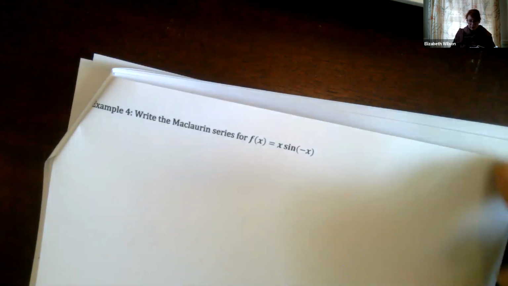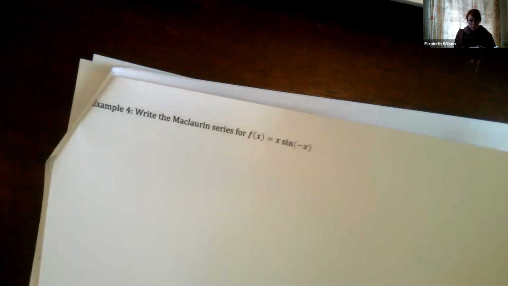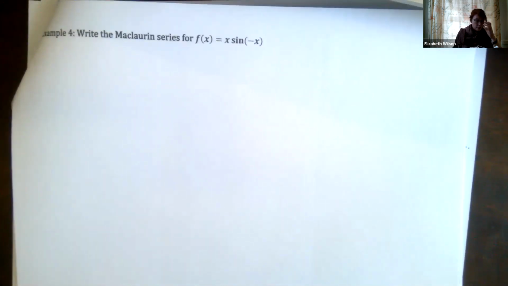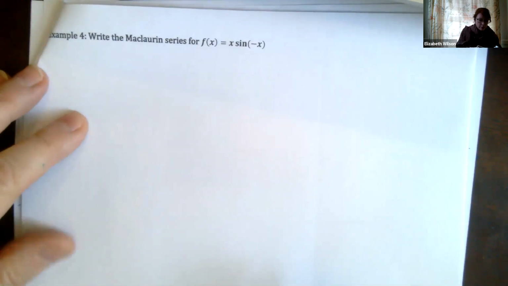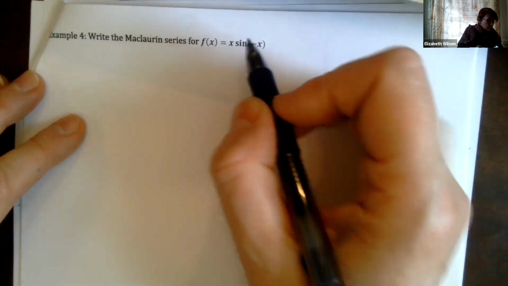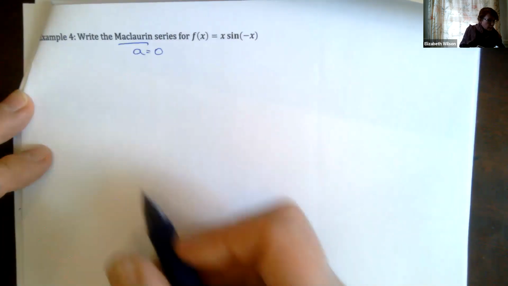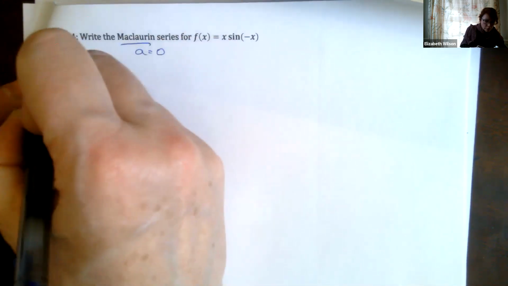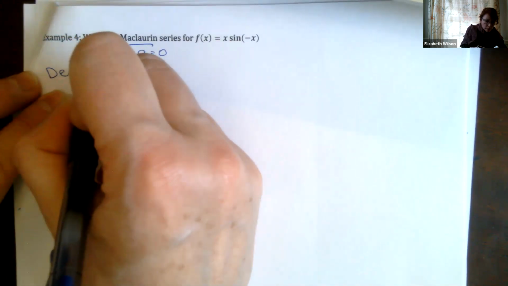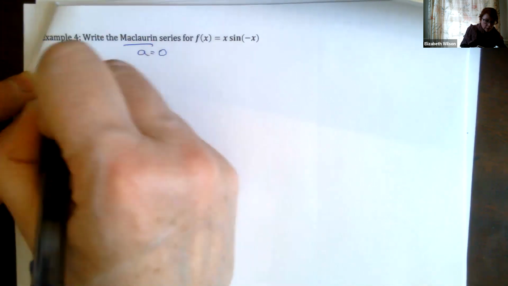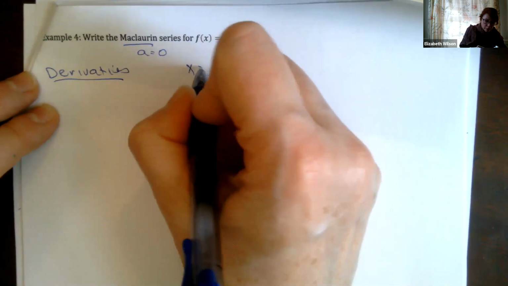I think, is this our last example? Yeah, and then the last page is more of a reference page, but let's do this. Maclaurin series for f of x equals x sine of minus x. So Maclaurin means our a is equal to 0. We'll keep reiterating that. So our first step is we're going to do derivatives. I know we just did this. I'm just trying to get you guys in the habit. This is x equals a equals 0.